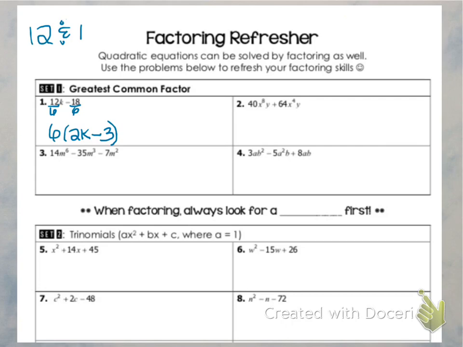So taking a look at number 2, notice that there's numbers and there's variables in both terms, and so to start off, you would just look at, to find the GCF, what is the greatest common factor of the numbers of 40 and 64. And right away I am thinking of 8. 8 divides into both of those evenly, so I know if I were to divide that out.